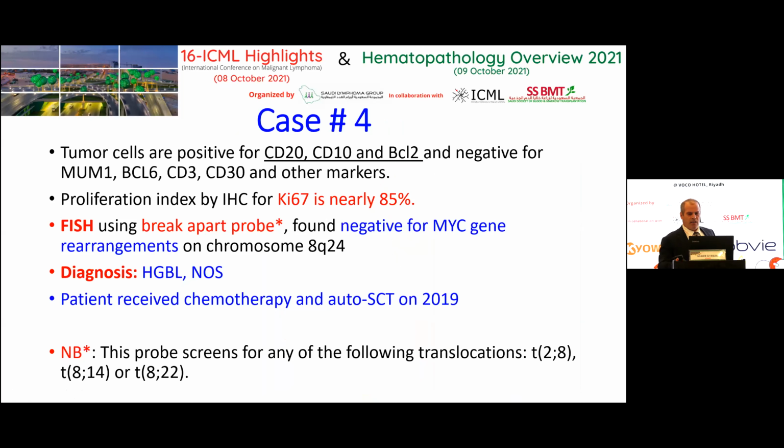We did other markers, immature markers, and they are negative. We suspected lymphoblastic lymphoma, but CD20 is strongly positive and the immature markers are negative, so we deal with high-grade B-cell lymphoma. We did FISH for MYC rearrangement. It is negative. So it was diagnosed as high-grade B-cell lymphoma NOS. The patient received chemotherapy and did an autologous stem cell transplant in 2019.